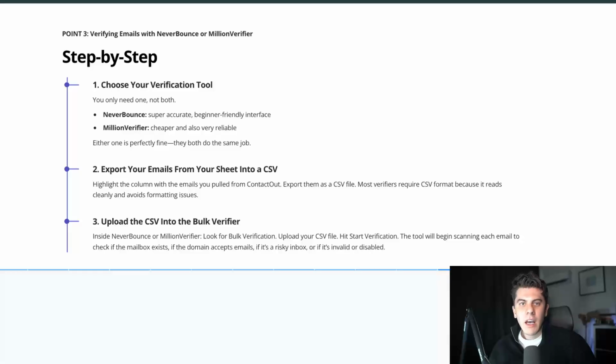Number 3, upload the CSV into the bulk verifier. Inside NeverBounce or Million Verifier, look for the bulk verification button, upload your CSV file, and hit start verification. The tool will begin scanning each email to check if the mailbox exists, if the domain accepts emails, if it's a risky inbox, if it's invalid or disabled. This usually takes anywhere from seconds to a few minutes, depending on your list size.